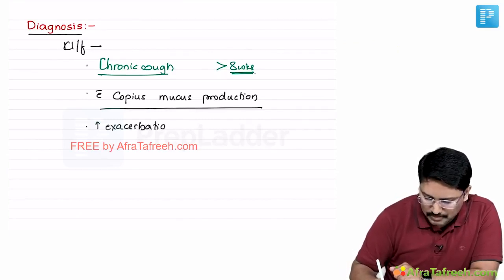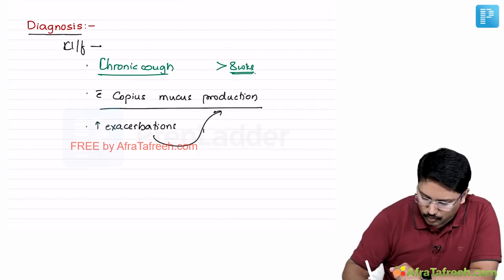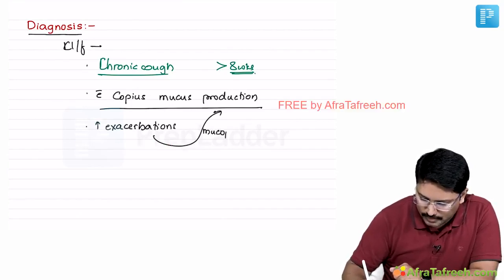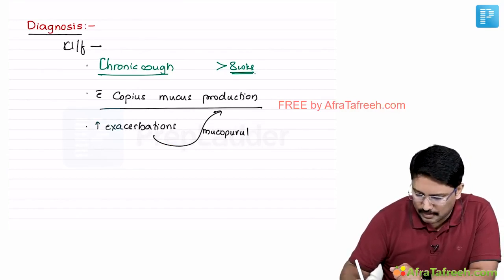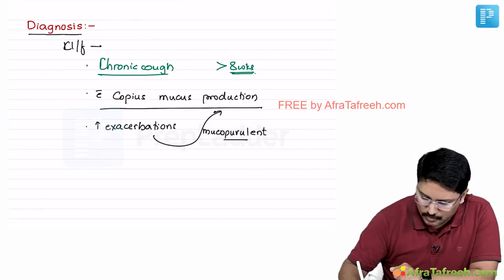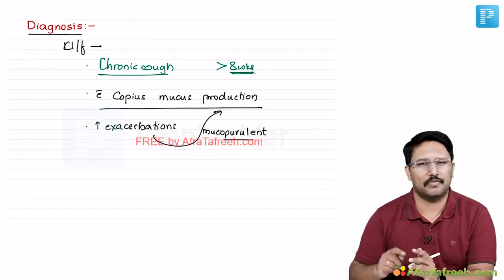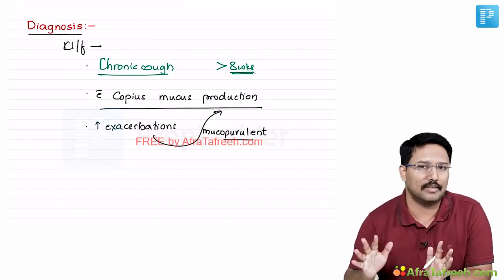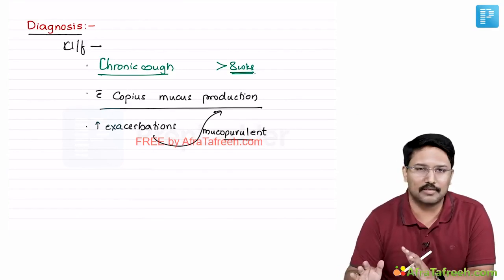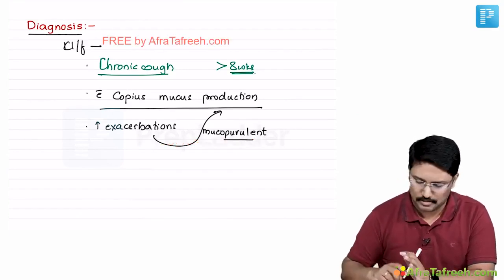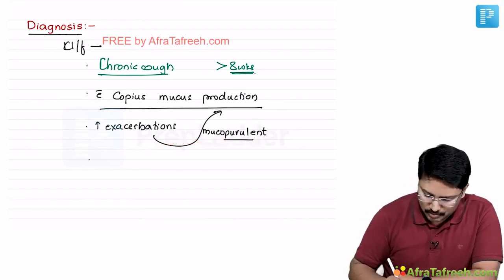Frequent exacerbations when this mucus becomes mucopurulent. Exacerbations are mostly because of infections, so this mucus production becomes mucopurulent. So that's the usual story. Someone having long-standing cough, presenting with frequent exacerbation. Otherwise, there is increased amount of mucus production, but during exacerbation, it becomes mucopurulent, right? Okay. Now, when you see such a patient, you start with evaluation using a chest X-ray.